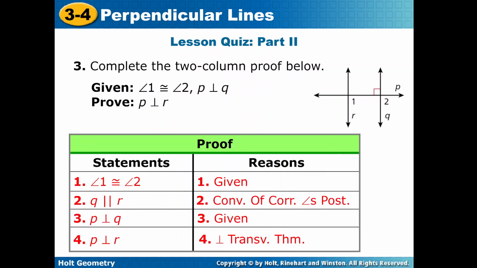Here's one of the two-column proofs, with statements and reasons. Again, it's quite similar to the practice problem that we went over earlier. Angle 1 is congruent to angle 2, given. So that means line Q is parallel to line R, by the converse of the corresponding angles postulate. The other things we already know are given. P is perpendicular to Q. So Q is parallel to R and P is perpendicular to Q, therefore P is also perpendicular to R, using the perpendicular transversal theorem.